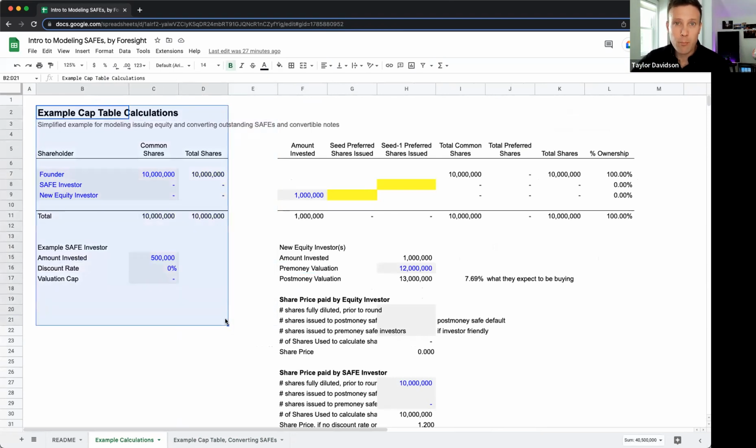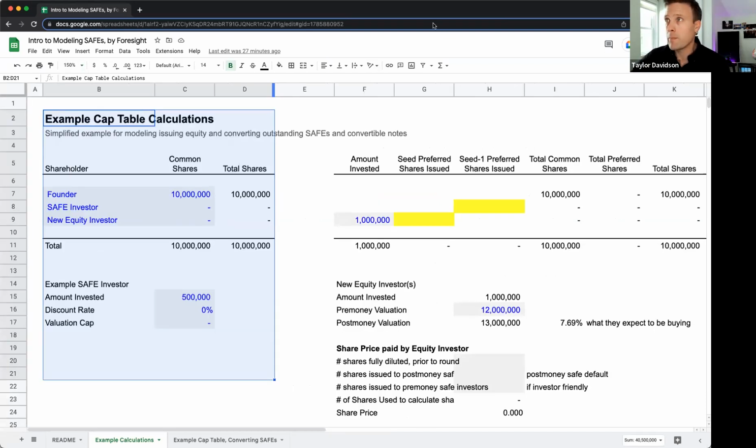This is what I call a pre-financing cap table. I hope this is large enough to see. I know looking at spreadsheets on screens isn't always the most fun, so I'll try to make it as big as possible and make this clear. But please, I'm happy to come back over anything if it's helpful.